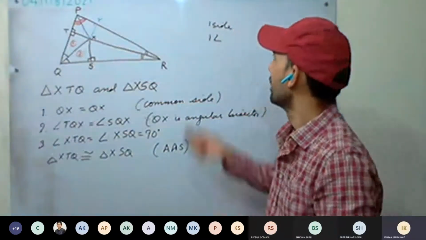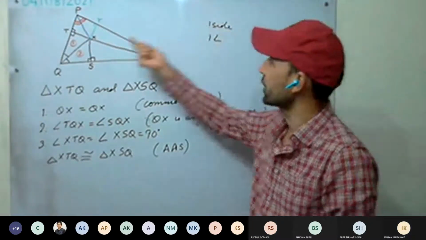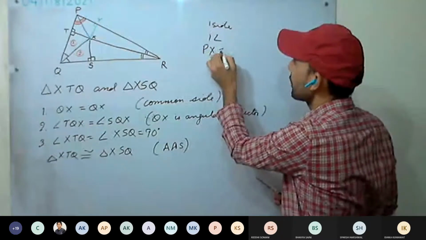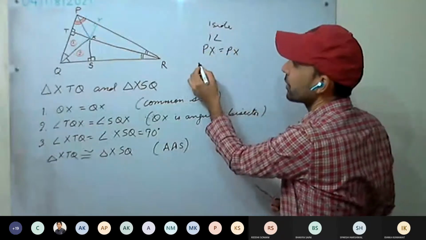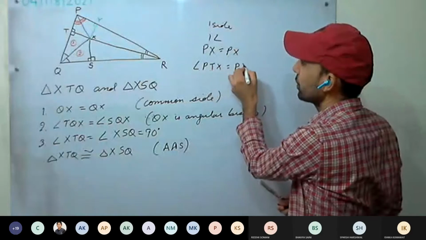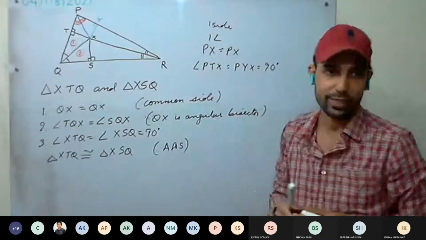PX equal common side. PX equal to PX we have already taken. One side we have taken PX equal to PX. We have taken angle PTX equal to PYX equal to 90 degrees. Okay, but one more thing we require.